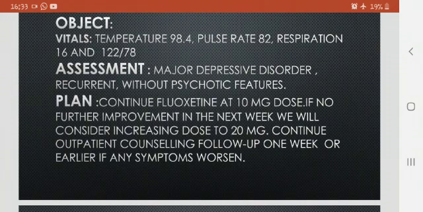So that means the patient has been diagnosed with bipolar 2 disorder. Plan: continue fluoxetine at 10 mg dose. If no further improvement in the next week, we will consider increasing the dose to 20 mg. Continue outpatient counseling. Follow up in 1 week or earlier if any symptoms worsen.